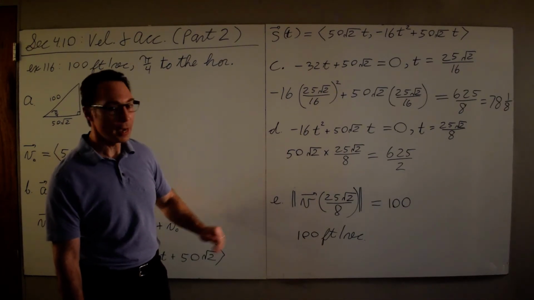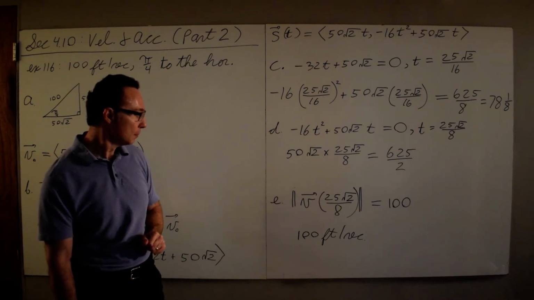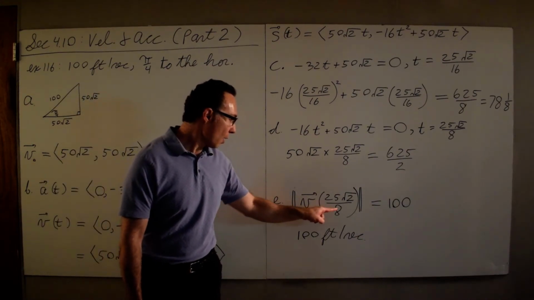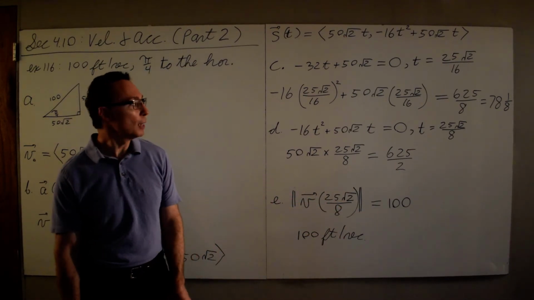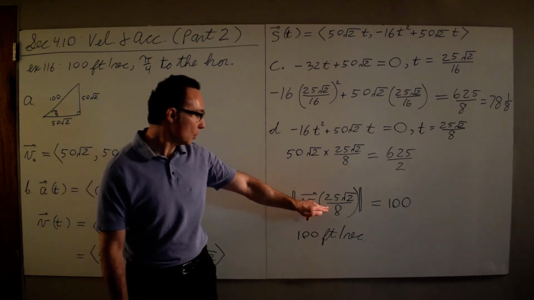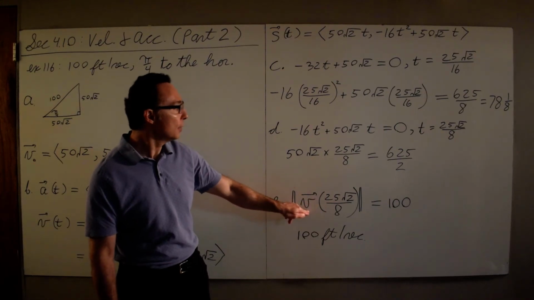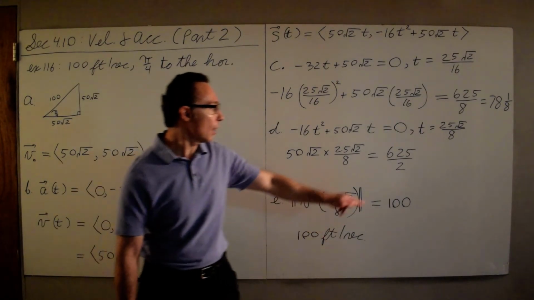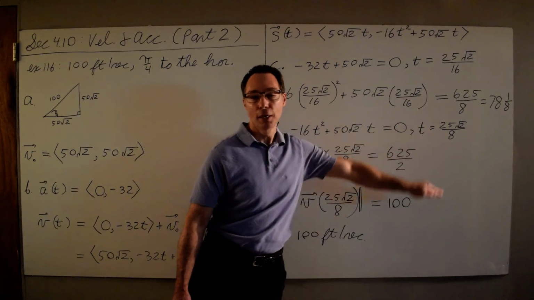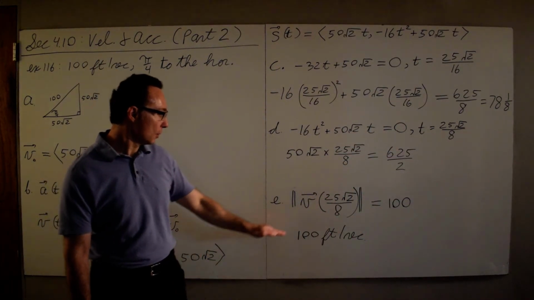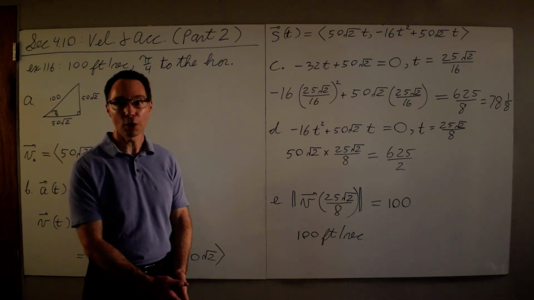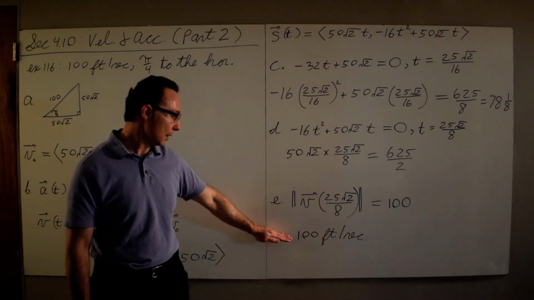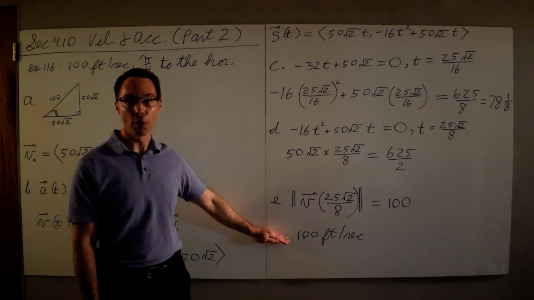The last thing we're asked is for the speed of impact. This is our velocity. Magnitude of velocity is speed, and so to get the speed of impact, we want to substitute the time that it hits the ground into this function. And we've calculated the time that it hits the ground in the previous part. So we substitute that into the velocity function and calculate the magnitude. And that simplifies to 100 feet per second.